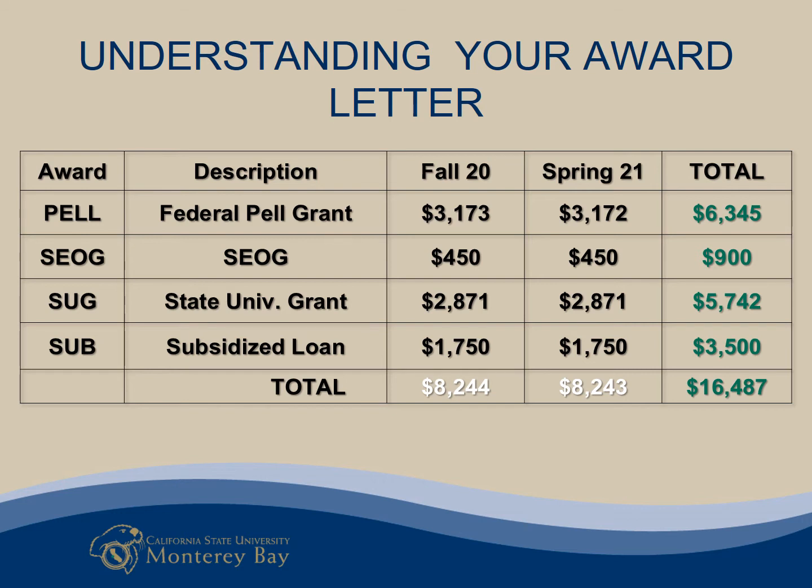These awards are listed annually and split in half for both fall and spring semesters. Here, we see that we received the Federal Pell Grant for $6,345, the SCOG Grant for $900, the State University Grant for $5,742, and the subsidized loan for $3,500. So the total financial aid that you're receiving for the year is $16,487. Lastly, you want to understand what you're accepting. Grants you do not have to pay back, and loans you do have to pay back.